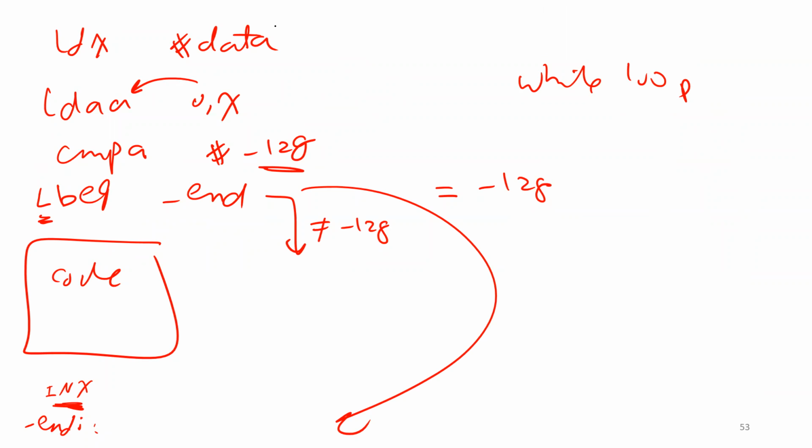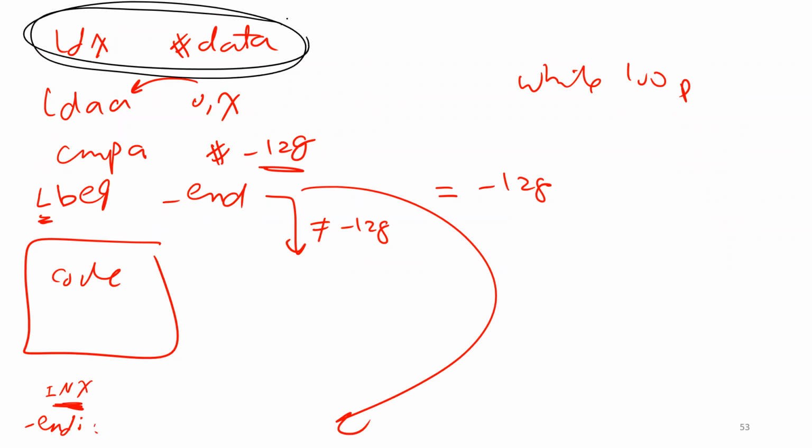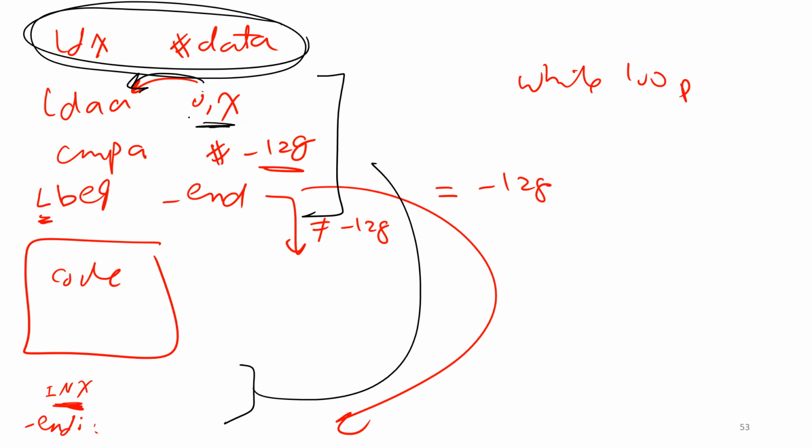Number one, guys, is exactly what I explained right now. Number one, you have to initialize X with the beginning address of the array. Number two, this is how I made the while loop. As you see here, guys, I'm going to read the element pointed by X. I'm going to compare this one to negative 128.